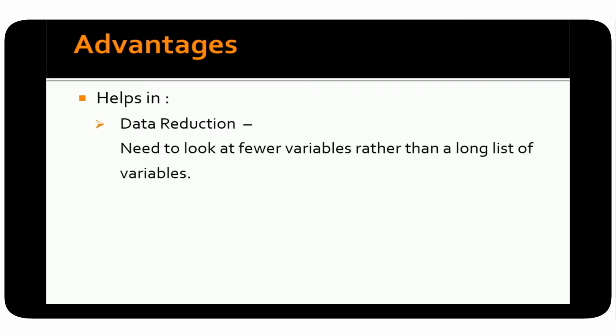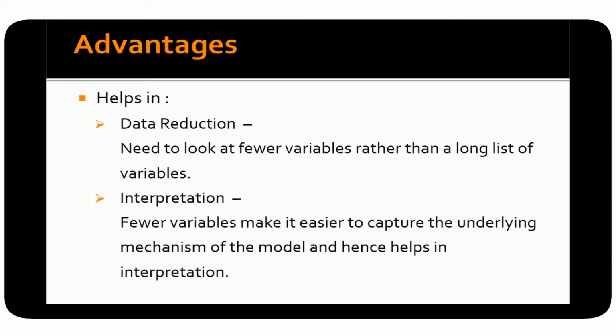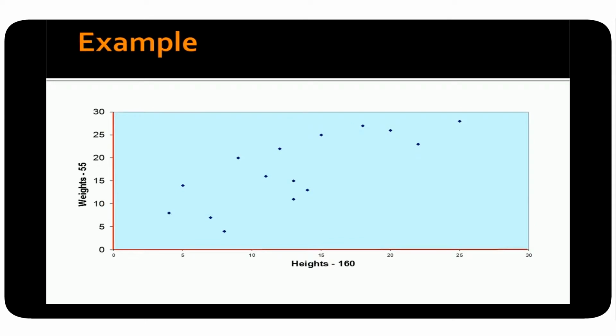So, one help that it does is that it reduces the data, in the sense that you have a lesser number of variables. Particularly if you have a very long list of variables, this is very helpful. The other is that the interpretation becomes easier, because if you have fewer variables, it is easier to capture the underlying mechanism of the model, and once you do that, it makes it much easier to interpret the results that you get. So, these are reasons why we actually do principal component analysis. Let us have a look at an example.